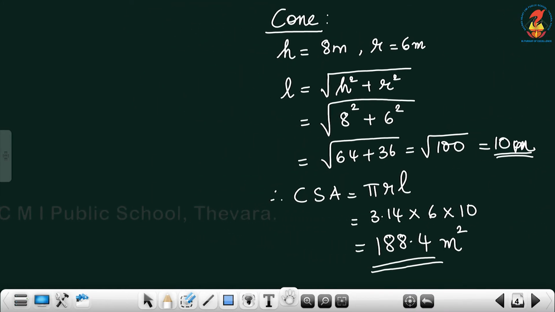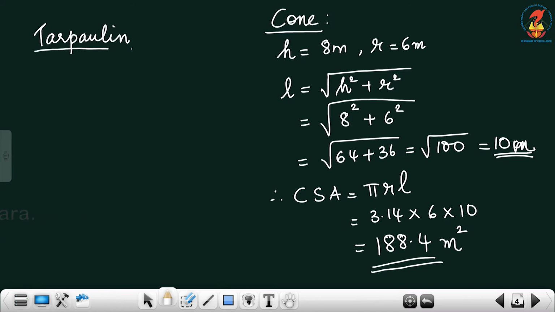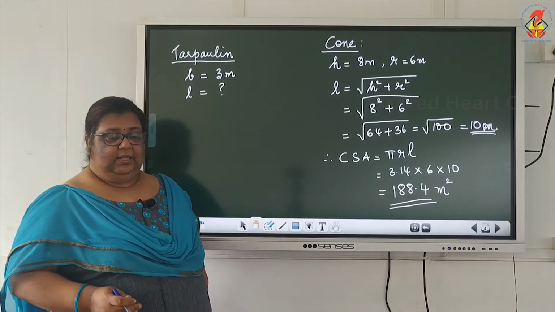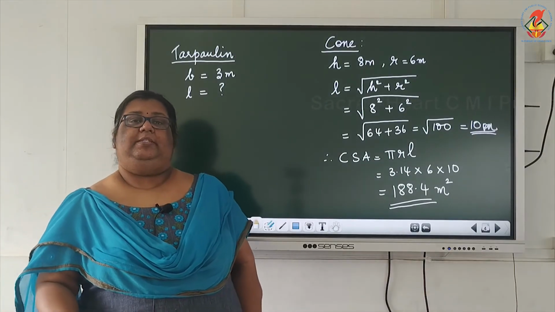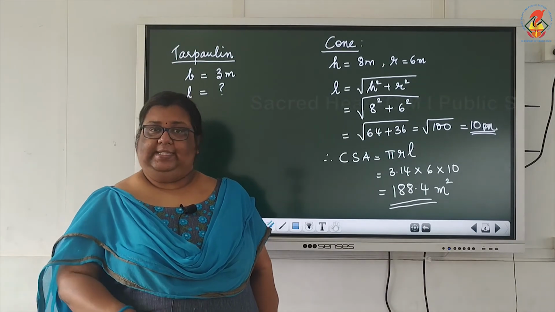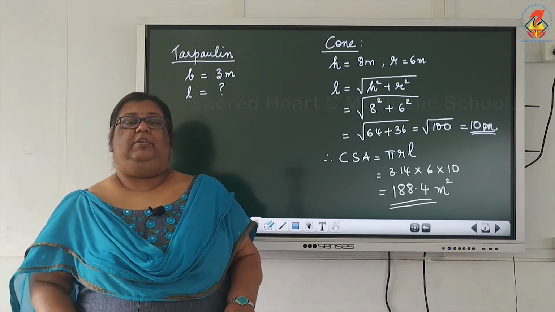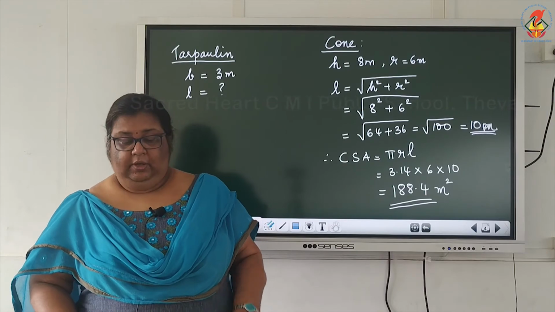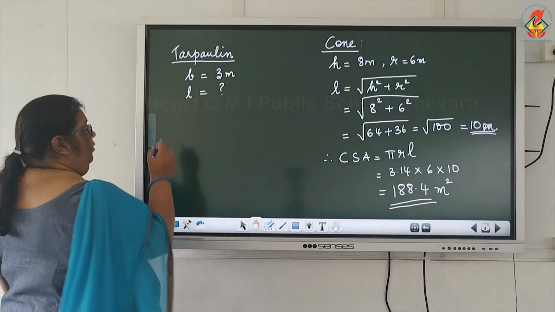Now, tarpaulin. What all informations of tarpaulin we have with us? Breadth of the tarpaulin is given to be 3 meter. Length of the tarpaulin we don't know. We have to find. Now where is this tarpaulin used? Tarpaulin is used to cover the conical tent. So the area of the tarpaulin will be equal to the CSA of the cone.